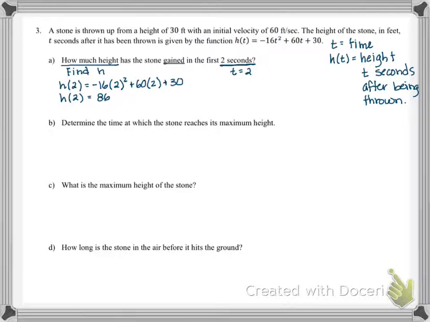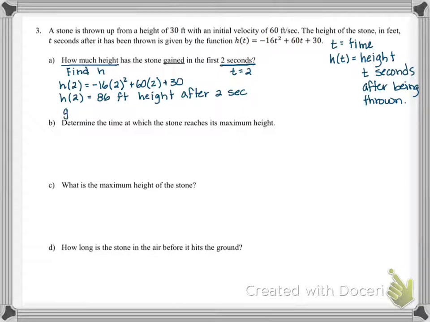The height this one is gained. Well, I want the height that's gained, right? Does that mean that I found it? It'd be really nice if every time we did a calculation we found exactly what we wanted, right? But h of 2 is the height of the stone 2 seconds after being thrown, so this is the height. So you have to subtract 30. Mm-hmm. After 2 seconds, it's the height off the ground. But we started at a height of 30 feet off the ground, so we gained 56 feet, right?